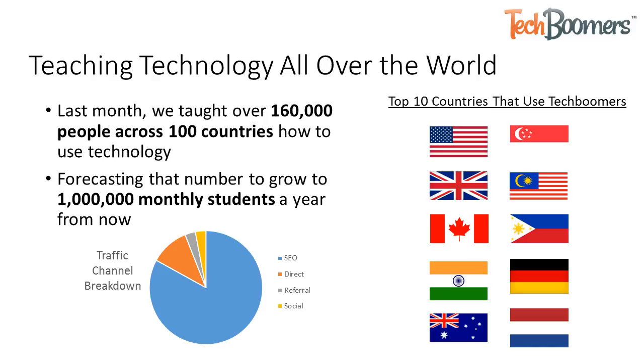For Tech Boomers, we drive most of our traffic through search engine optimization, which basically means when someone searches a query like what is Netflix or how to create a Facebook account, we're generally ranked pretty high on the first page, and that's how we get a lot of our traffic.